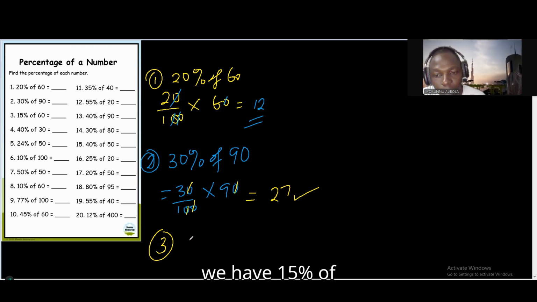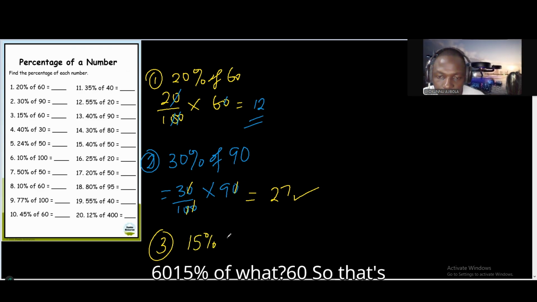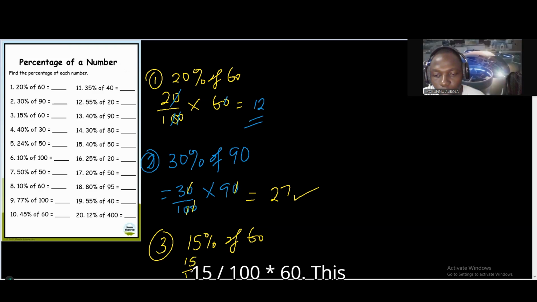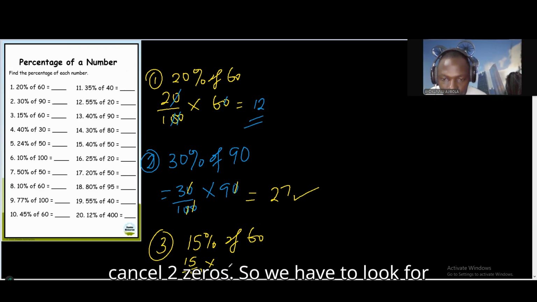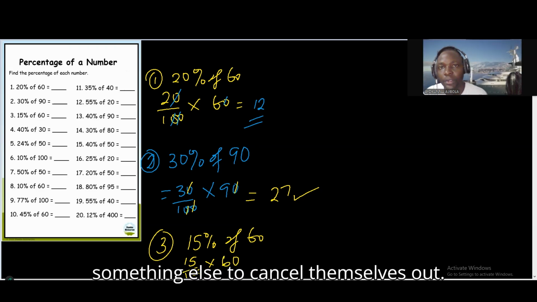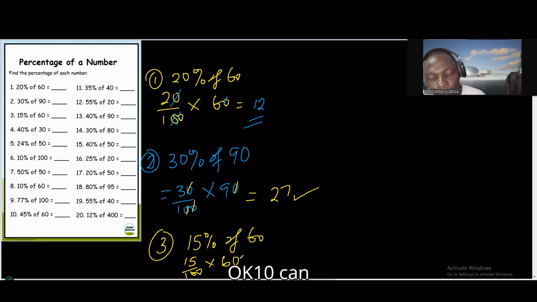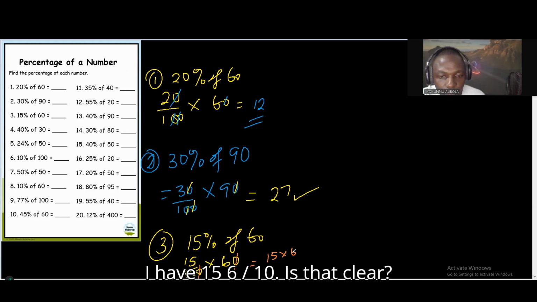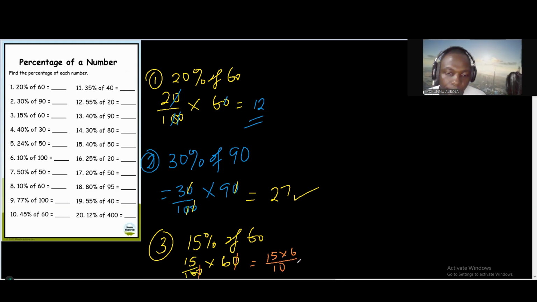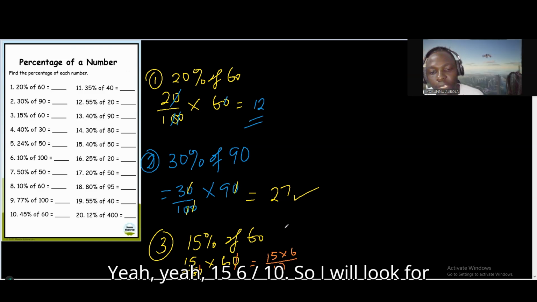Number 3, we have 15% of 60. 15% of what? 60. So that means 15 over 100 times 60. This time around, there are no two zeros to cancel two zeros. So we have to look for something else to cancel themselves out, okay? One zero can cancel one zero. There is 10 at the bottom, so I have 15 times 6 over 10.